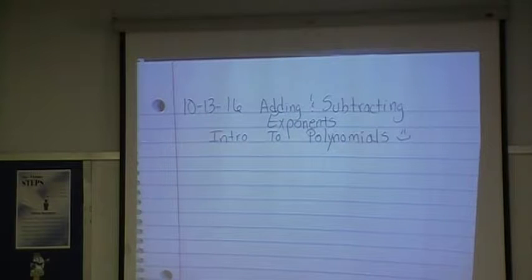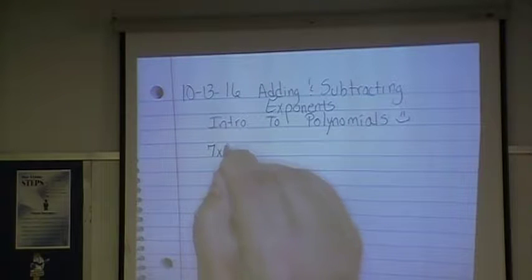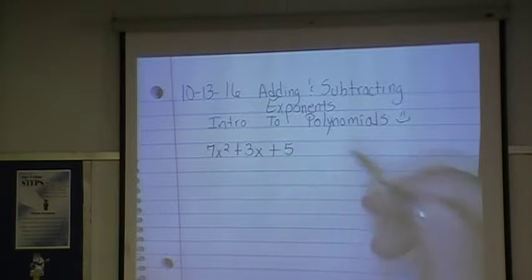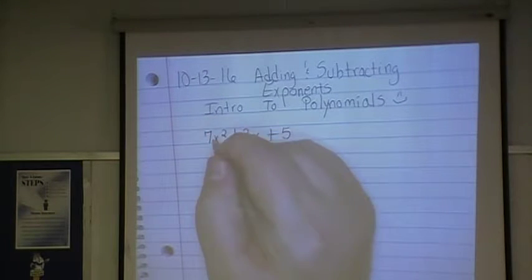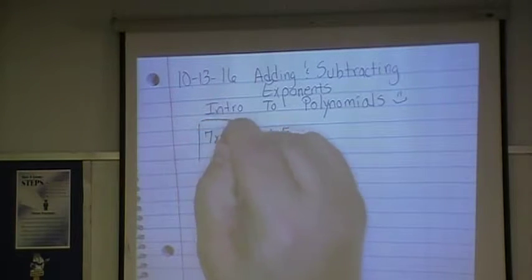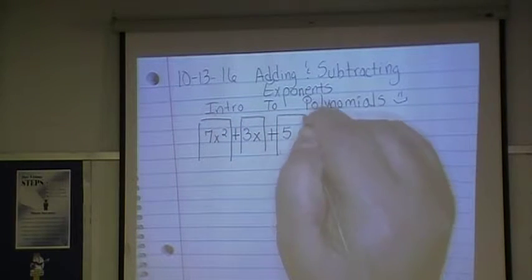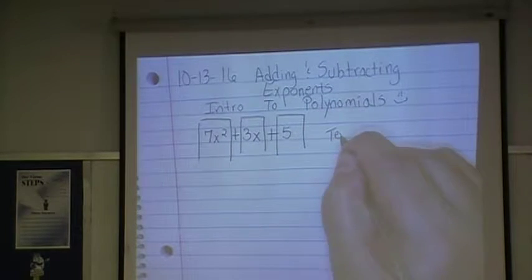We call it terms. So if you had this, this is a polynomial, okay? And it has three terms, okay? It has three terms. This is a term. This is a term. And that is a term, okay? They're called terms.